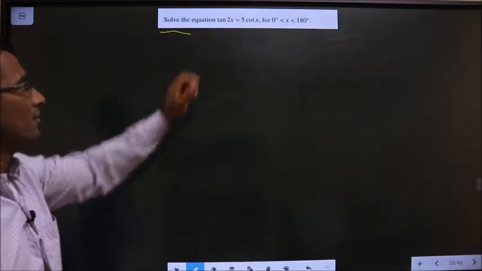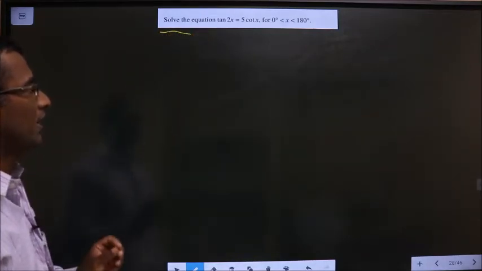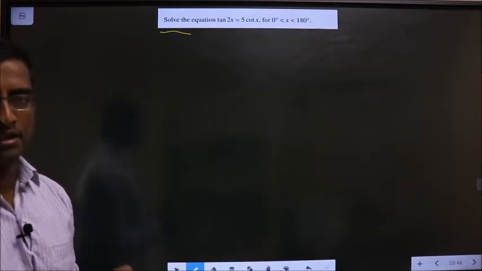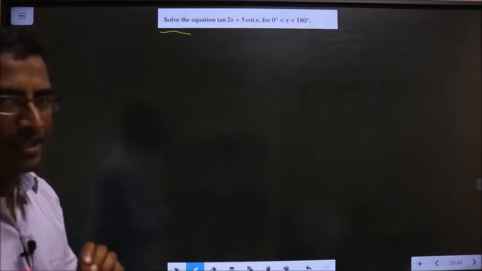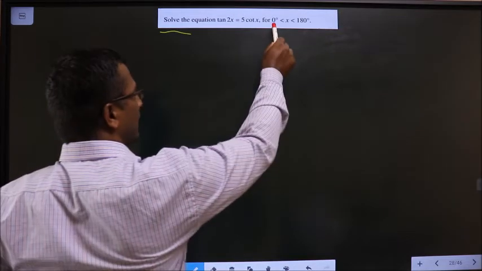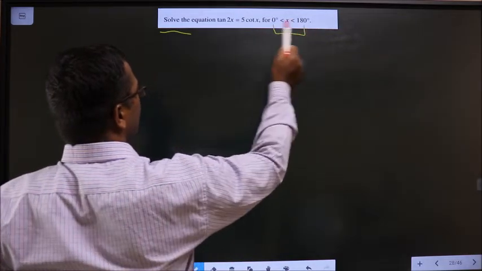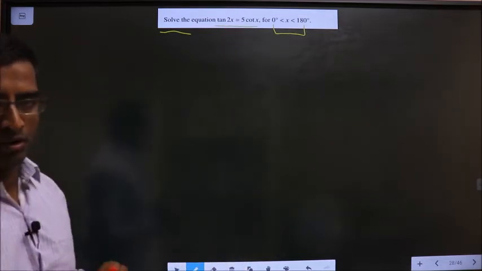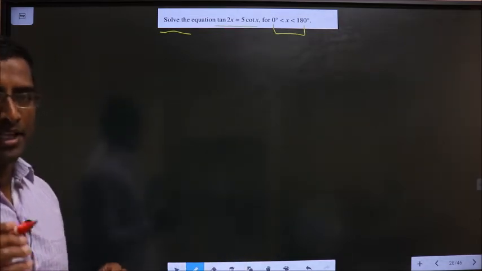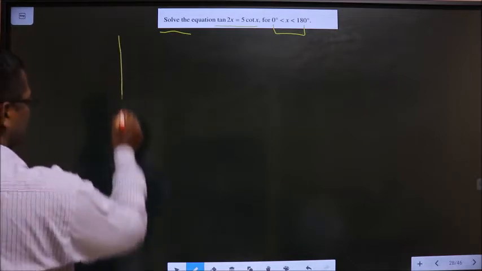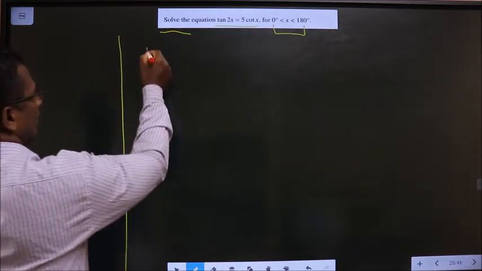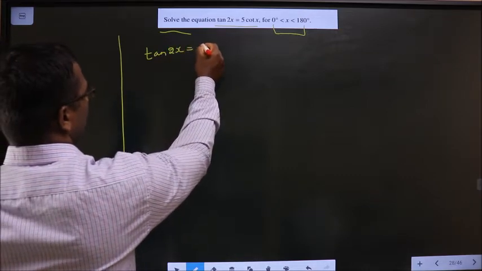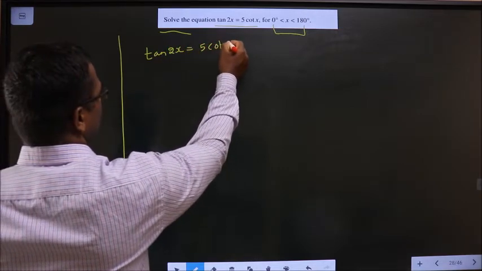Solve the equation tan 2x equal to 5 cot x. They told you to solve, which means you need to find the values of x in the interval 0 to 180 satisfying this particular equation. Okay, now the given equation is tan 2x equal to 5 cot x.